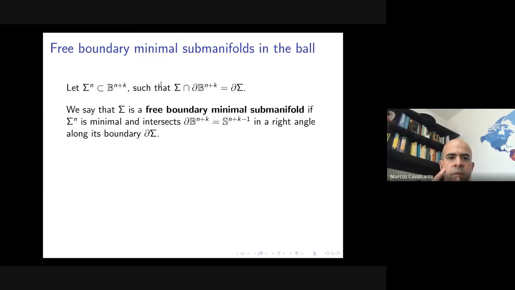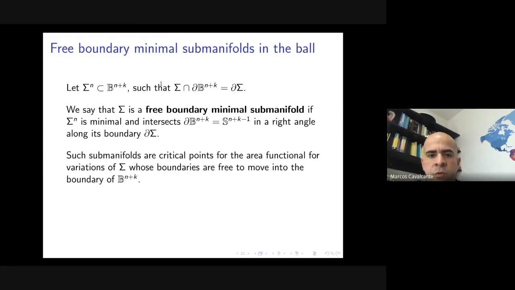We say that sigma is a free boundary minimal submanifold if sigma is minimal in the interior and intersects the boundary of the ball at a right angle. Such submanifolds are critical points for the area functional for variations of sigma whose boundaries are free to move on the boundary of the ball. This is the reason we call them free boundary submanifolds.